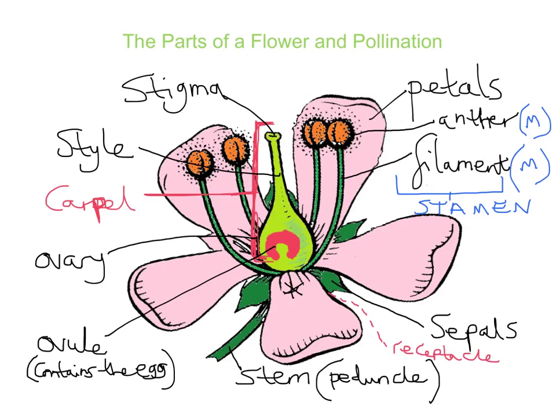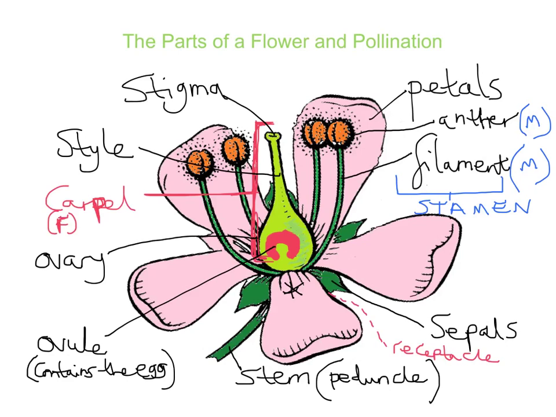So I'll put in, the carpel is the female component of this flower. So we've got the stigma, style and ovary forming the carpel, the anther and filament forming the stamen, and then we're left with the petals, the stem, receptacle and the sepals. Now let's think about some questions. They're the basic parts of the flower. Let's think about some questions you might get asked about these parts.